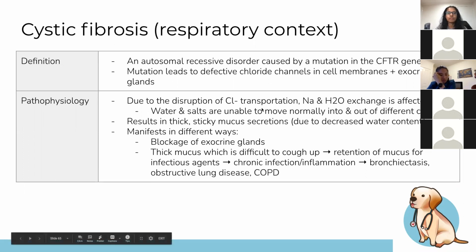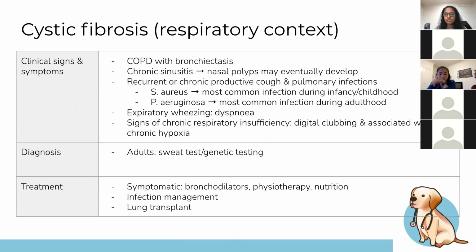In terms of important clinical features, it usually results in really severe lung disease and recurrent chronic lung infections. In childhood, Staph aureus is the most common, but in adulthood, you get P. aeruginosa, which is also really common. Otherwise, you can also get an expiratory wheeze. You can also get shortness of breath, and also clubbing and chronic hypoxia, just from not being able to breathe enough oxygen into the rest of your body. All right.